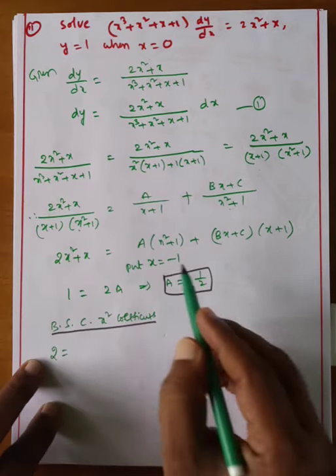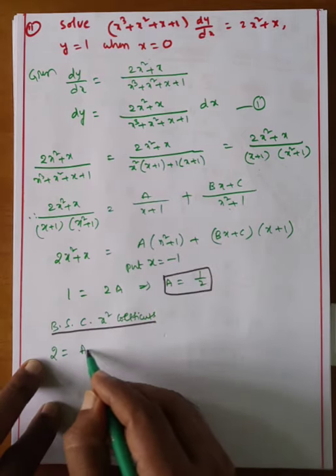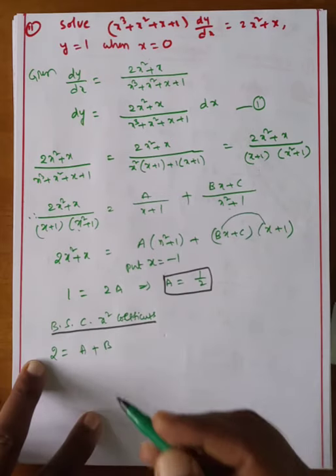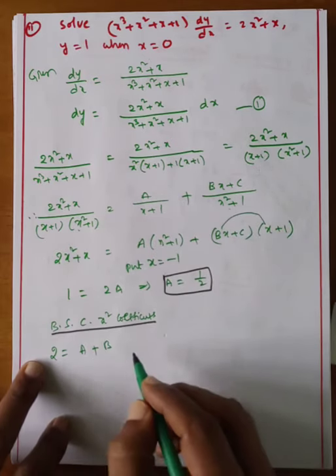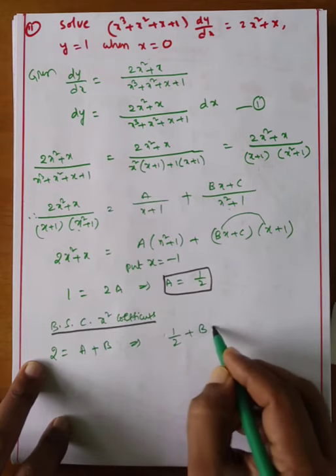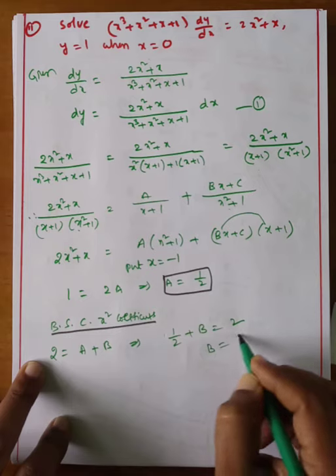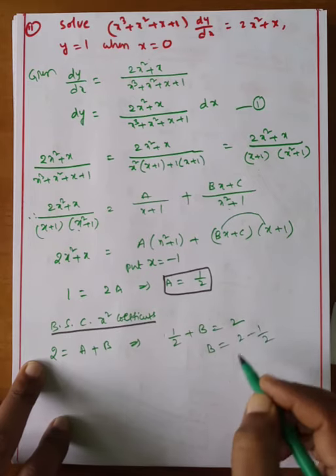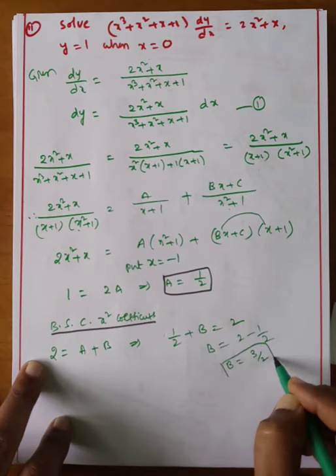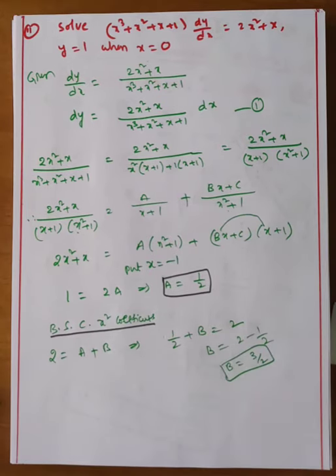2 is equal to a plus, here bx into x, bx square, means plus b. Okay, already a is 1 by 2. That implies 1 by 2 plus b is equal to 2. Therefore b is equal to 2 minus 1 by 2, 2 2s are 4 minus 1, that equals 3 by 2, my dear students. Okay, the b value is 3 by 2.